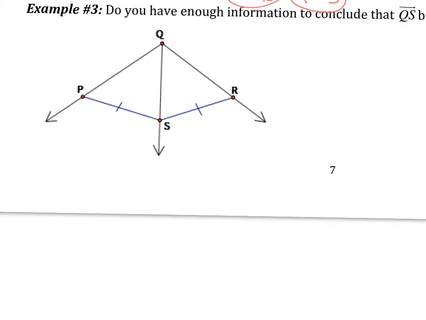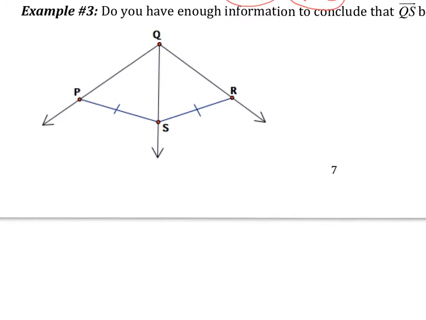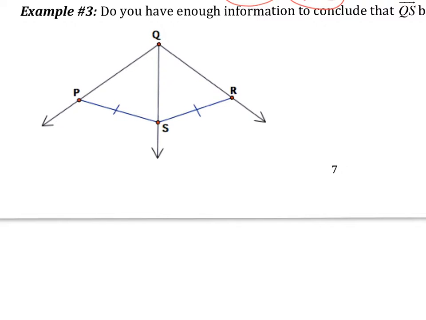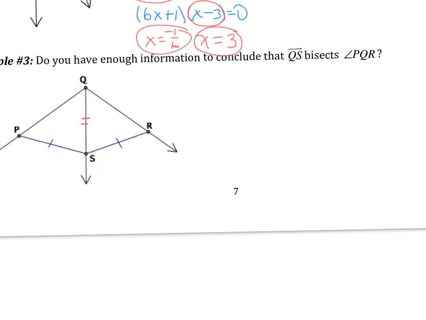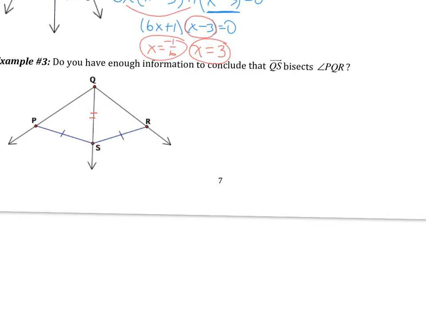All right, example number 3. You have to decide whether or not QS is an angle bisector. Is there enough information? No. Because even with reflexive, how many congruents do we have? 2, and we need? 3. All right, so remember, you have to be able to show that the triangles are congruent in order for it to be an angle bisector.